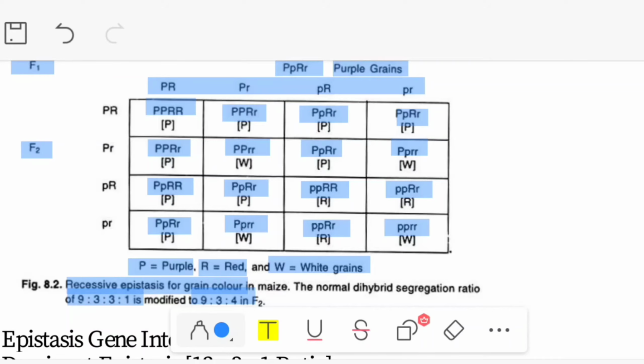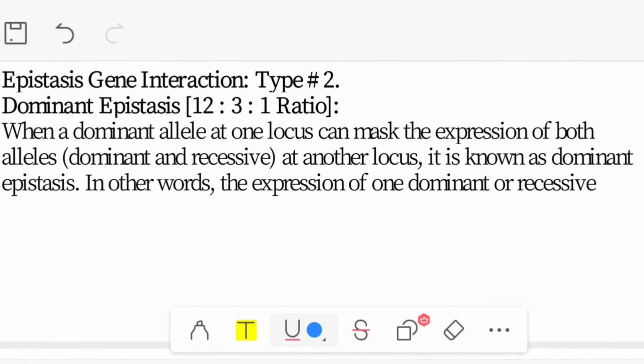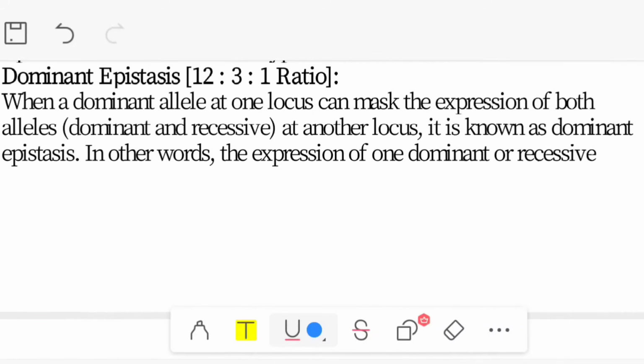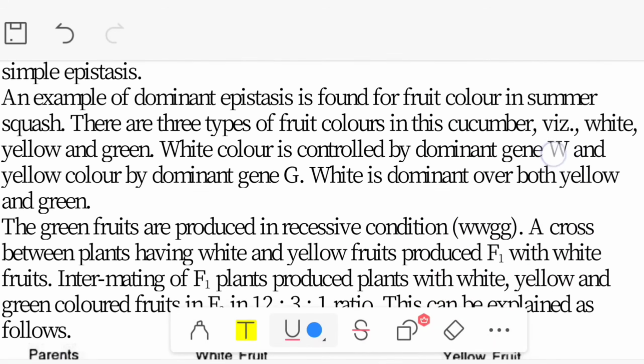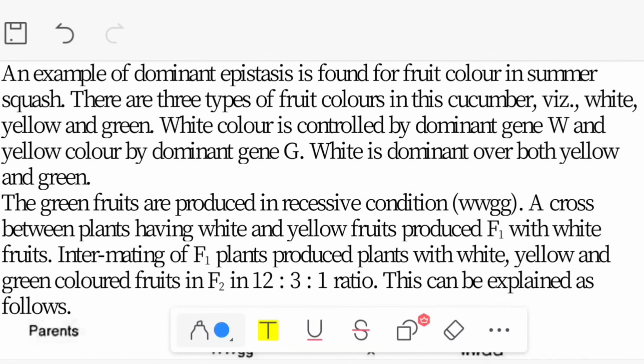Now dealing with the next topic. Here, epistasis gene interaction in the dominant epistasis, which will have the ratio 12:3:1. What happens in dominant epistasis? When a dominant allele can mask the expression of other dominant and recessive alleles at another locus. What does locus mean? Locus means the location of a gene or allele at a specific DNA segment.